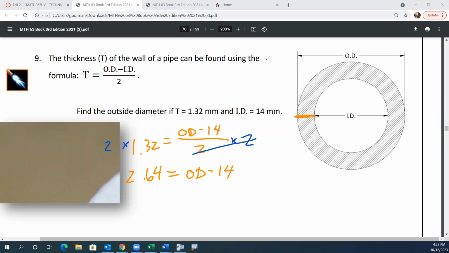Okay, now the problem is considerably easier. It's just, what's being done to the variable? Well, we're subtracting 14 from it. So the opposite of that, the inverse, would be adding 14. And so I do it to both sides, and the outside diameter is 16.64 millimeters. And the problem is done. But the main thing on this one was when you've got that denominator, multiply both sides by it so that it goes away. That is the main thing I want you to get from this particular problem.